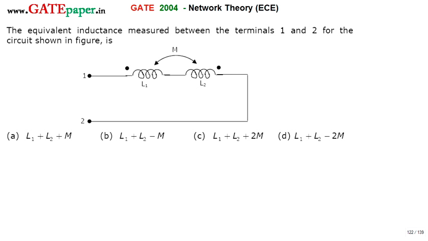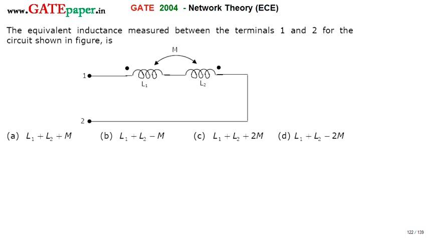So the circuit consists of two inductors along with some mutual inductance indicated with capital M. And it is also indicated with the dot convention to determine the mutual inductance polarity.